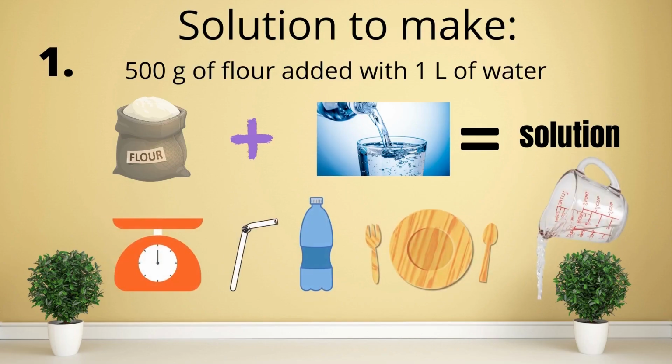Number 1. Solution to make 500 grams of flour added with 1 liter of water. What are the materials that we can use to measure the flour and the water? Is it a weighing scale, a straw, an empty bottle that has label of volume on it, a plate, a spoon or fork, or a measuring cup? Choose only the useful objects for number 1.